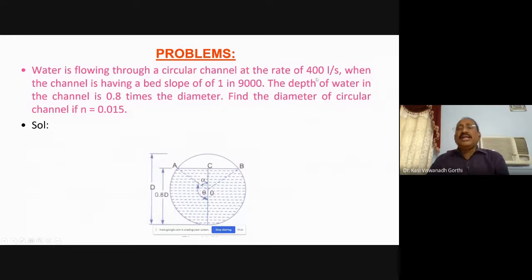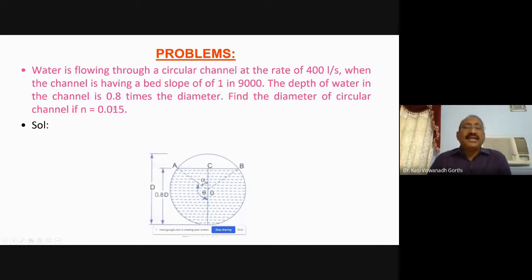At the rate of 400 liters per second, the discharge is given. That means 400 divided by 1000 meter cube per second, since 1 meter cube is 1000 liters. So 0.4 meter cube per second is the discharge Q. The channel has a bed slope of 1 in 9,000, so the longitudinal slope S is 1 by 9,000.